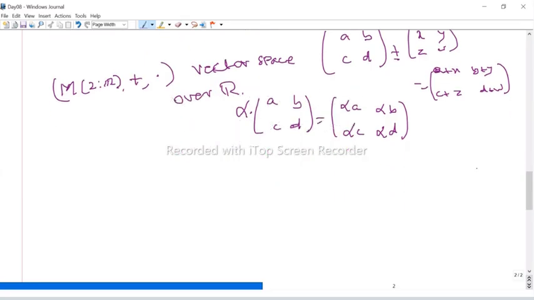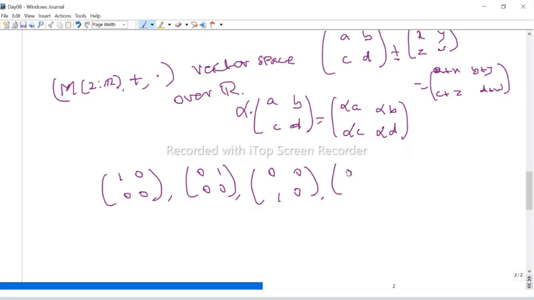Now, what is the basis? The basis elements are matrices. I take 1, 0, 0, 0 as one vector, and then 0, 1, 0, 0 as another vector, then 0, 0, 1, 0 as another, and then 0, 0, 0, 1. Now, these form a basis. Actually, this is the standard basis for the set of all 2 by 2 matrices over R.